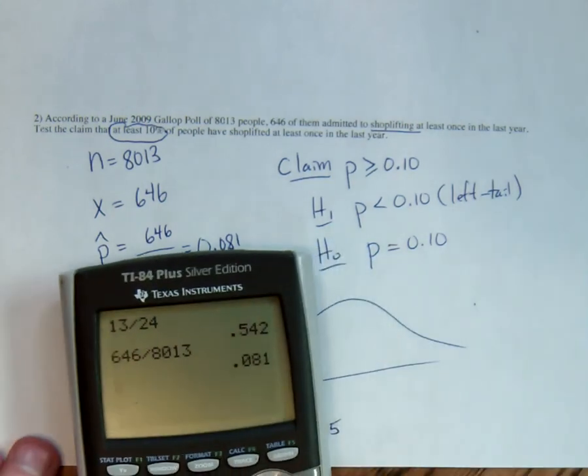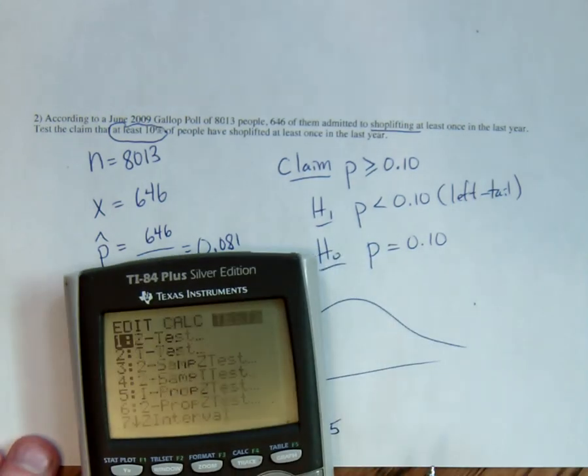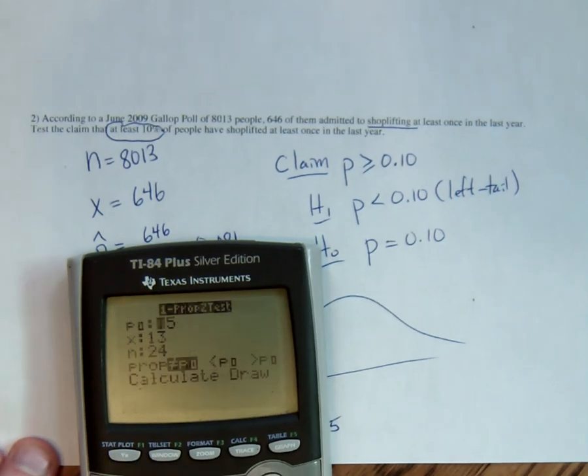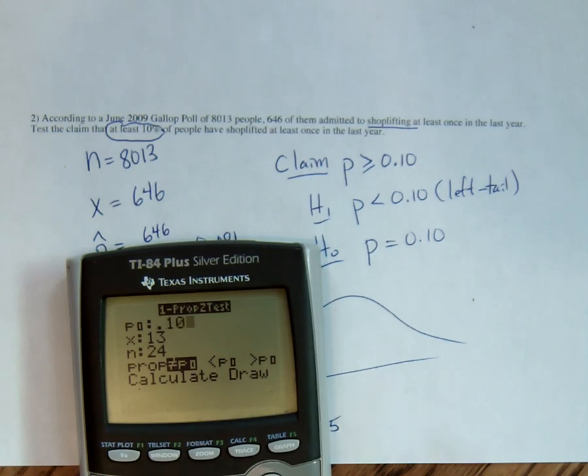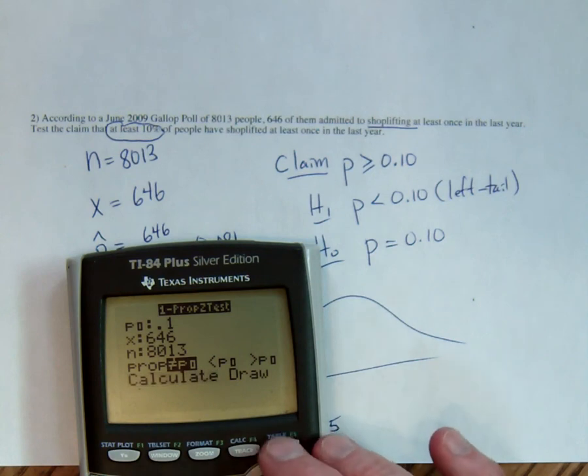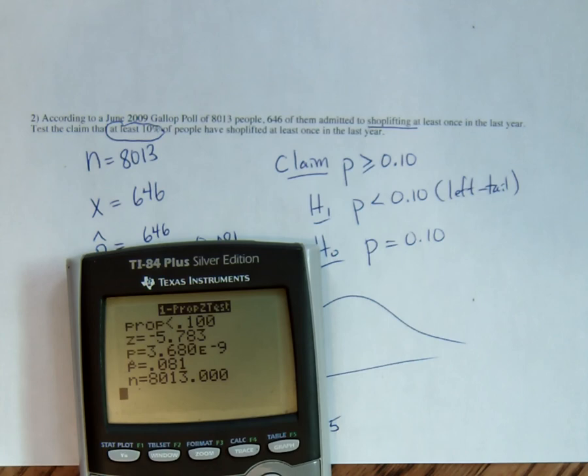And then we're going to use the one proportion z-test. The proportion is 0.10 in the claim. It's 646 out of 8,013 people. This is supposed to be left-tailed. And then calculate. So the test statistic, negative 5.783.